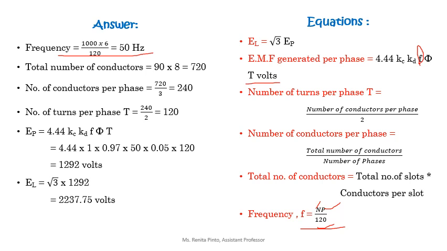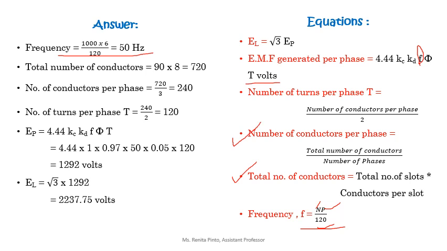If you have to find out the number of conductors per phase, you first have to find out the total number of conductors. So what I've done is first I've found out the total number of conductors. Total number of slots was given, conductors per slot was given. Substitute, find out the total number of conductors. Once you find out this, then you can go to find out the number of conductors per phase.